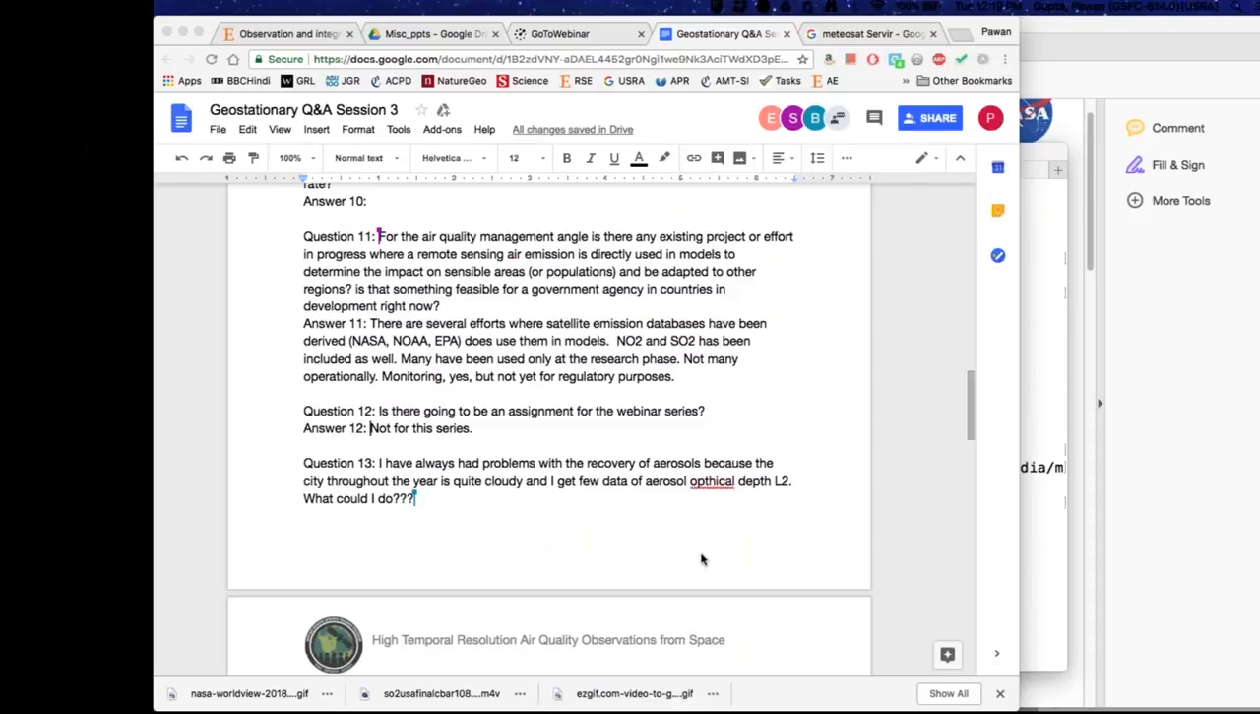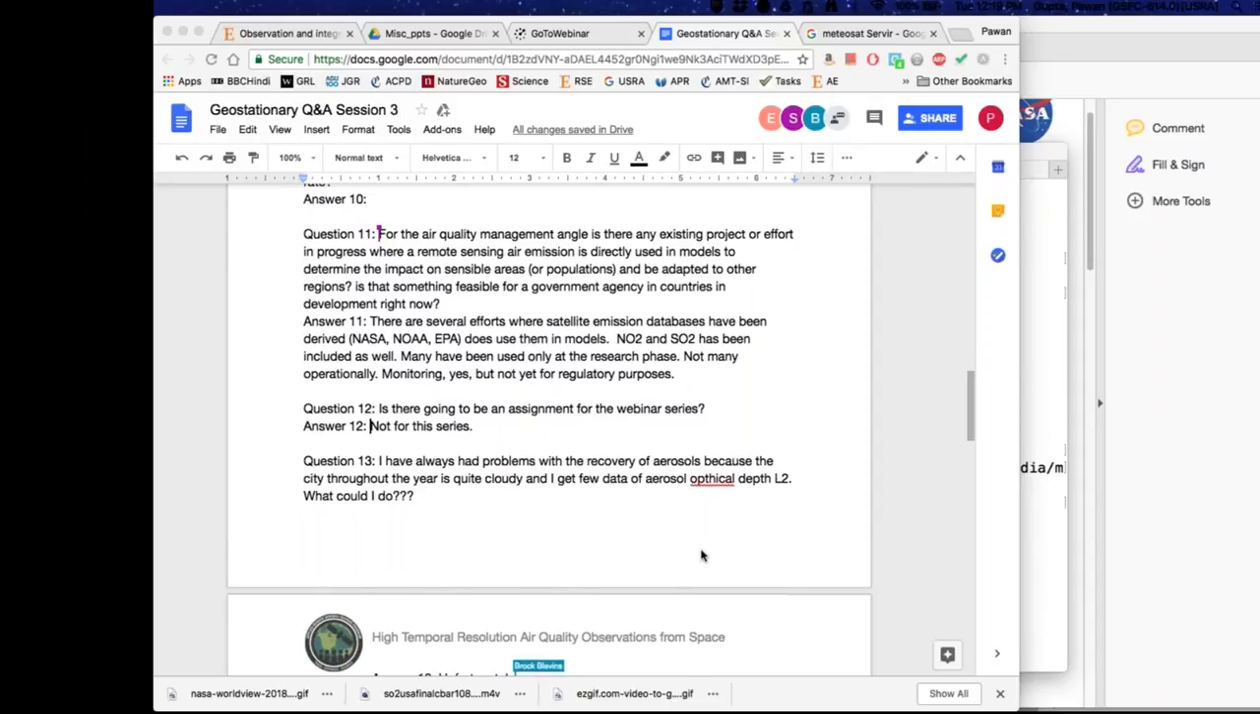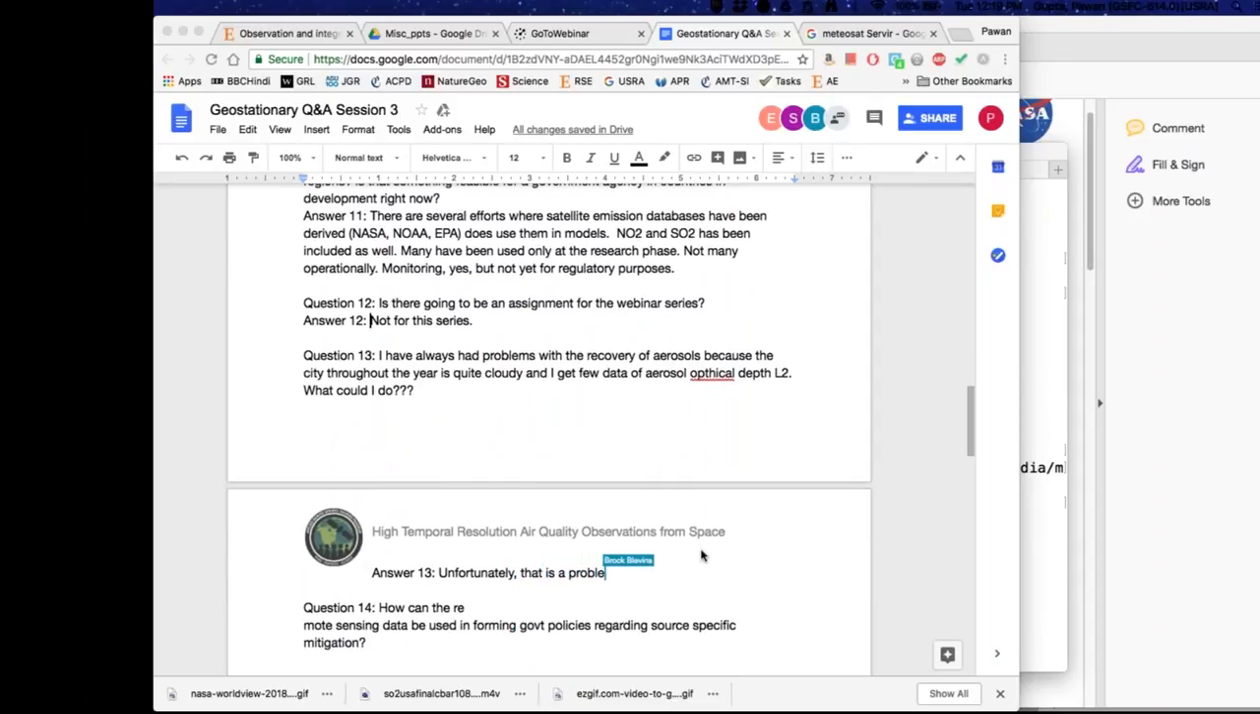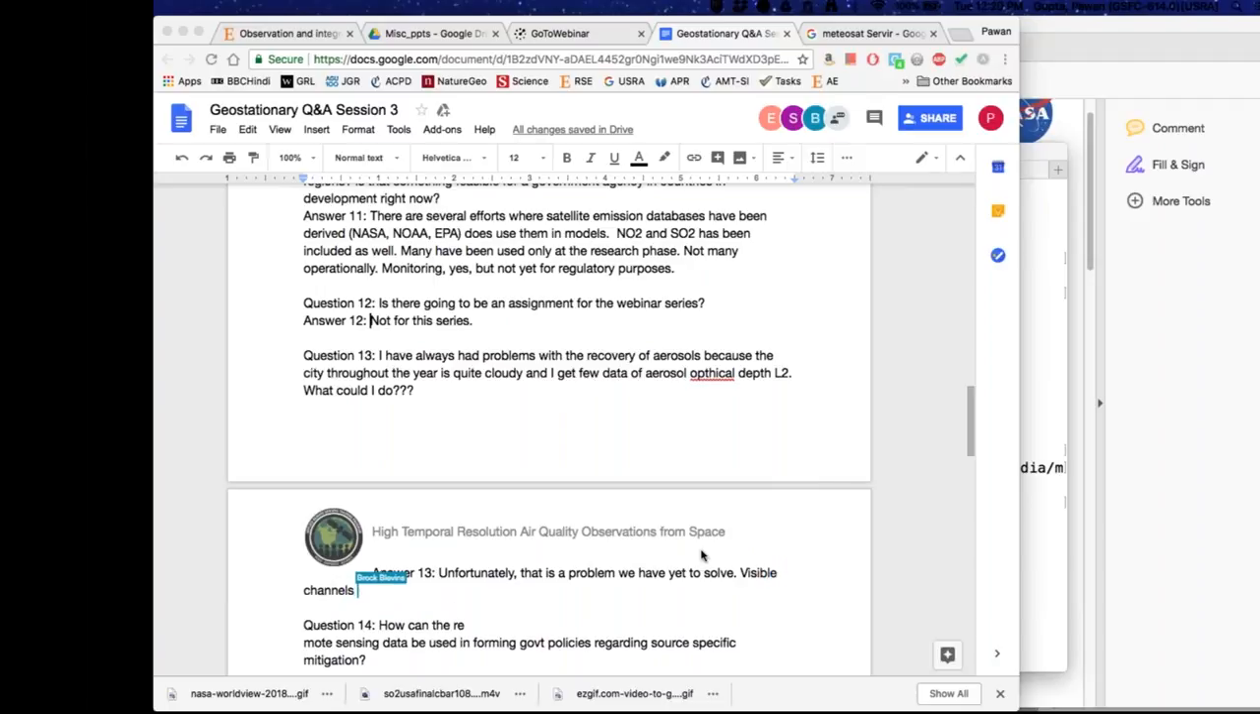Okay, question number 13. I have always had a problem with the retrieval of aerosols because the city throughout the year is quite cloudy. As I get few data of aerosol optical depth, what could I do? Unfortunately, no one can do anything if your city is consistently cloudy, because most of the aerosol optical depth data which we gather uses visible channels or optical channels, and if there are clouds, then we cannot penetrate those to see through the clouds.